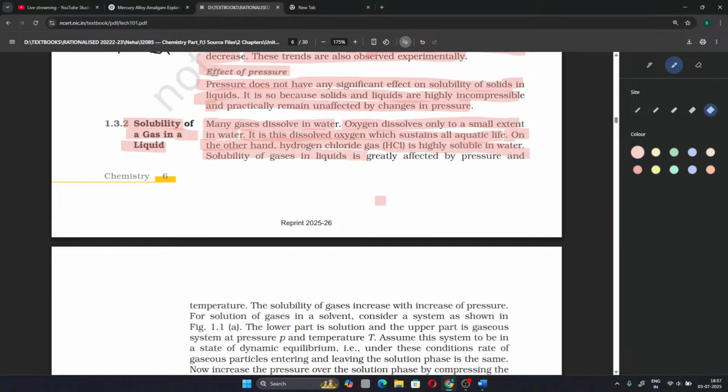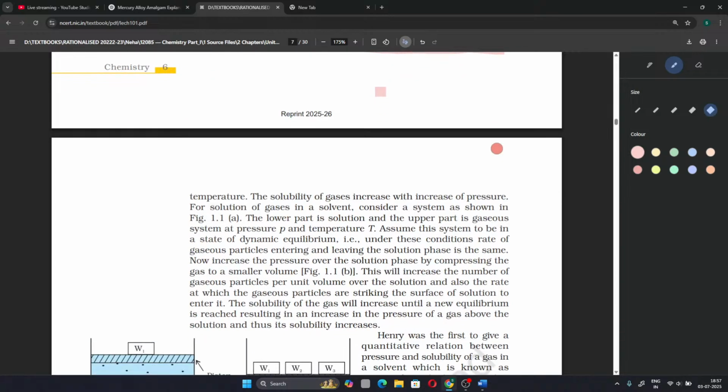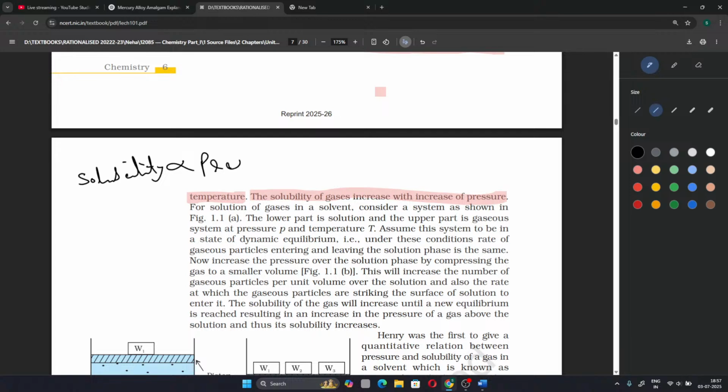Solubility of gases in liquids is greatly affected by the pressure and temperature. Solubility of gases increases with increase in pressure. The higher the pressure, the higher the solubility of the solution. Solubility is directly proportional to pressure.